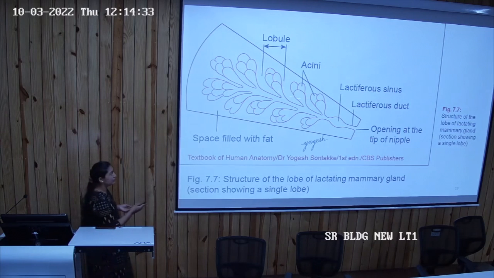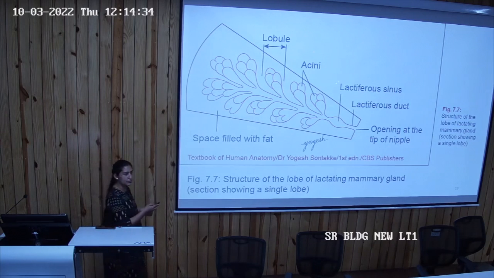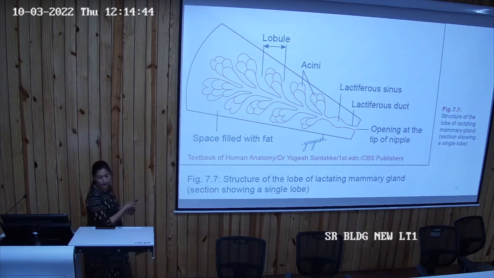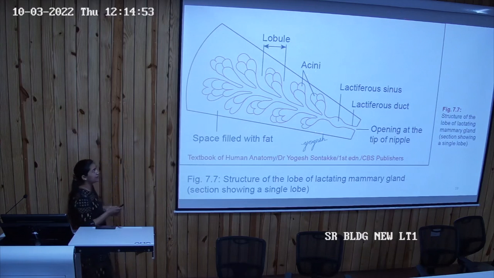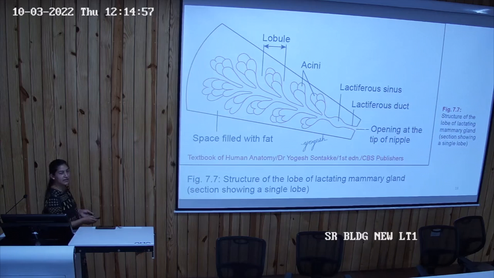It is a folding of the epithelial tissue. The epithelial tissue folds on itself to form a circular secretory system called the acini. Those acini combine to form a lobule, and multiple lobules will lead to the formation of a single lobe. Around 15 to 20 lobes will be present. Now the secretion from these lobules will come to the lactiferous duct, which will open onto the nipple.